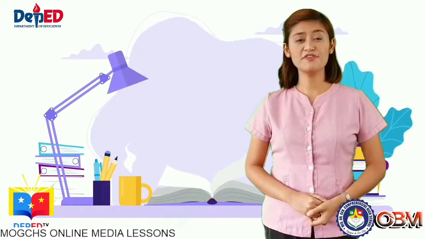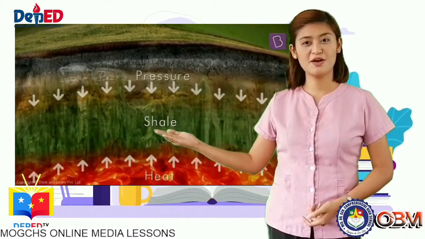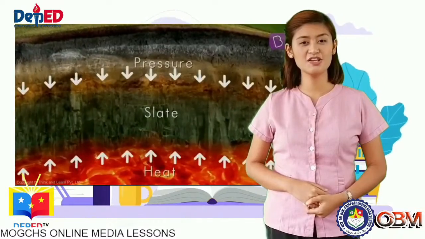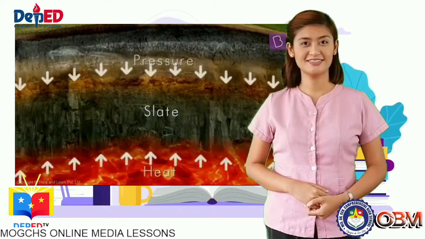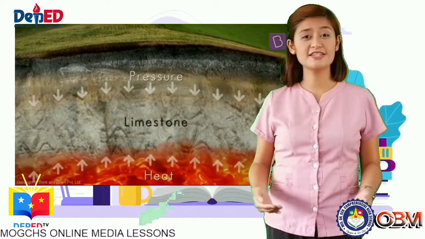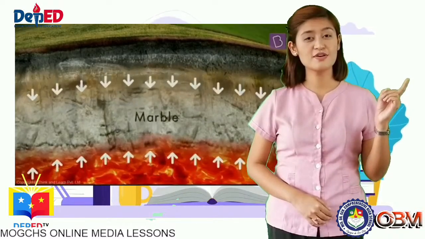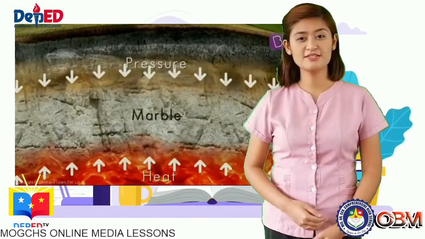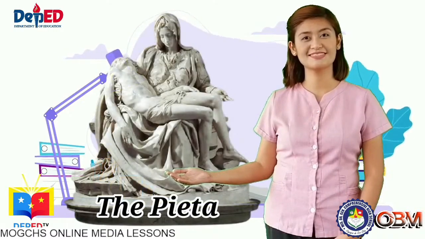Lastly, metamorphic rocks are formed from other rocks that are changed because of heat or pressure. Earth movements can cause rocks to be deeply buried or squeezed. As a result, the rocks are heated and put under great pressure, thus forming metamorphic rocks. An example is marble, which is used as a sculpture material.